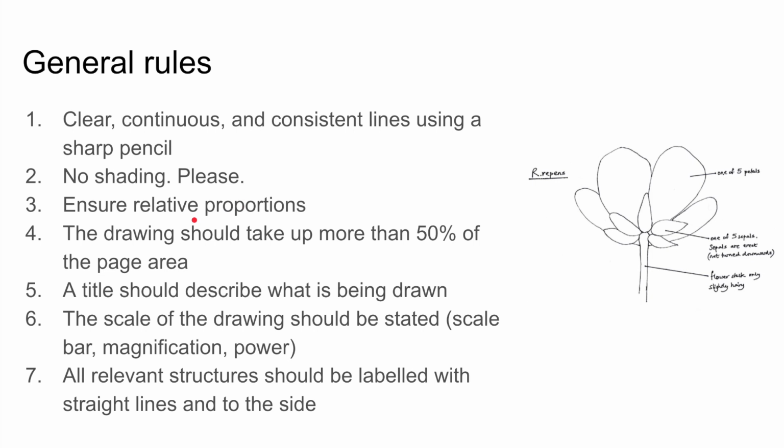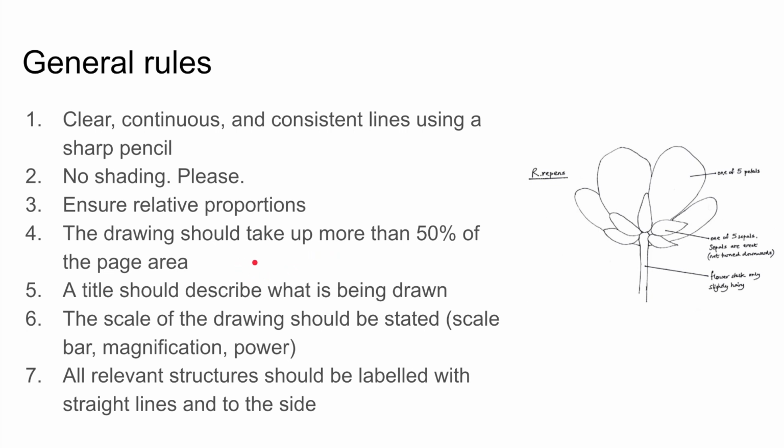One way to ensure that you are reproducing properly is to try and ensure relative proportions. Now, when I go through the examples, we'll see what I mean by that. But that's one way to make sure that what you are seeing is what you are drawing. Four, drawings should take up more than 50% of the page area. You just have to remember that.